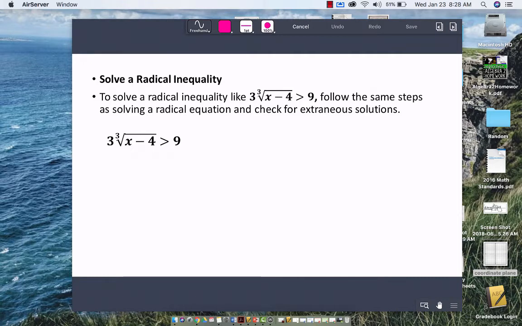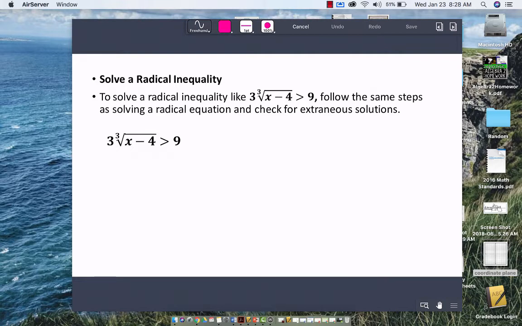Okay, so after quadratics, I do want to tackle the concept of radical inequalities. So to solve a radical inequality like 3 times the cube root of x minus 4 is greater than 9, we're going to follow the same steps as solving a radical equation, but we are going to check for extraneous solutions when we're done. So this is a little bit more of a straightforward approach.